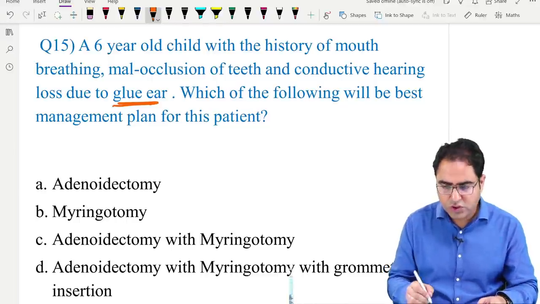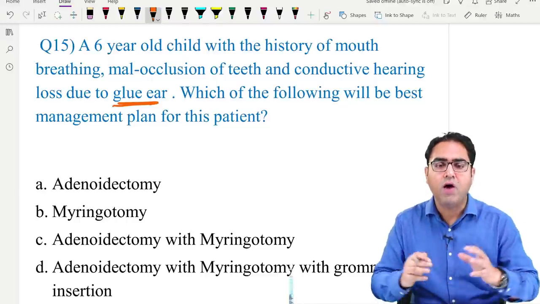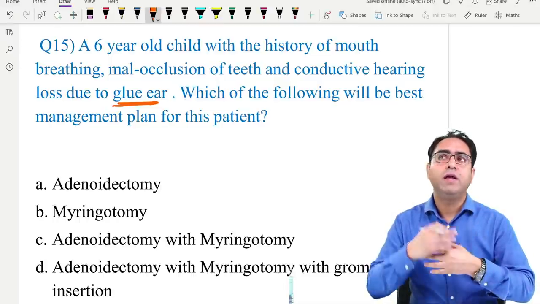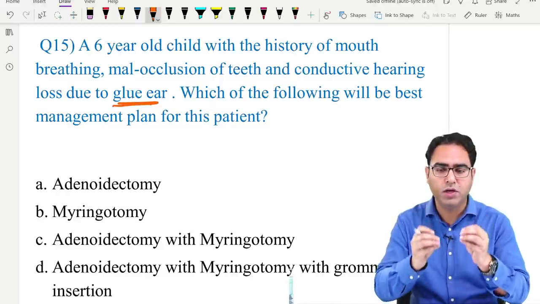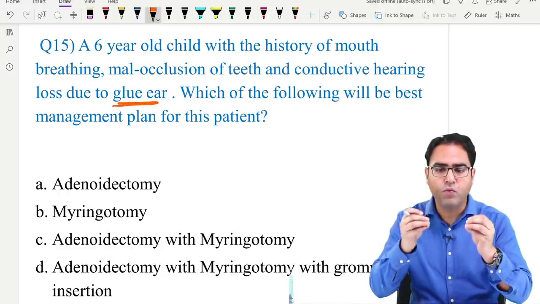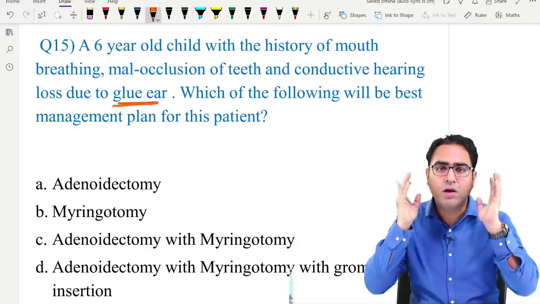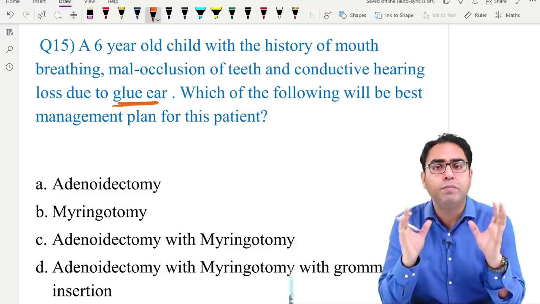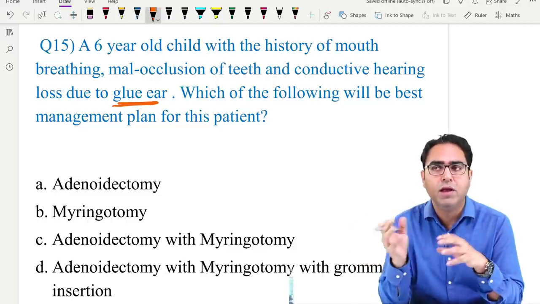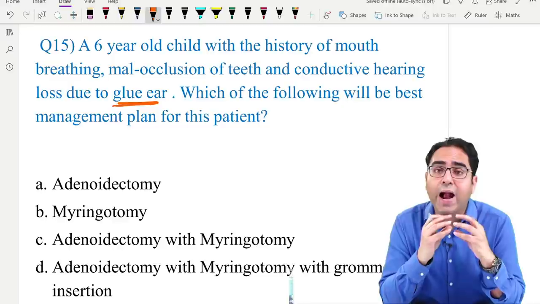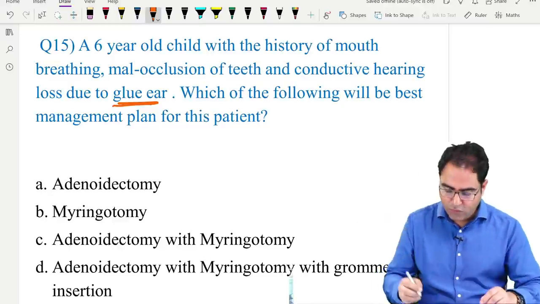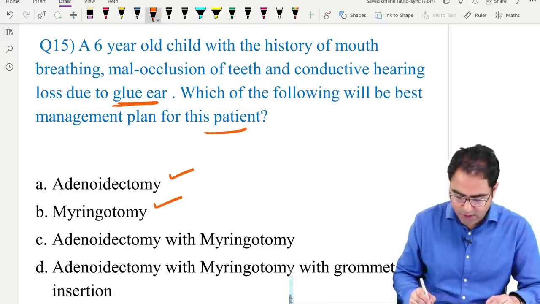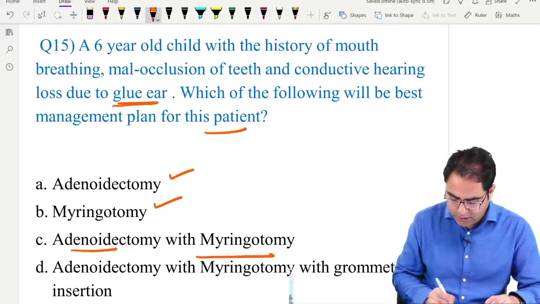So anytime you see a question of a mouth breathing child, beta, the child is having mouth breathing and hearing loss, it's 100% a question of adenoid hypertrophy with glue ear, beta. I repeat, anytime you see this question of a mouth breathing child with hearing loss, please make a straightforward diagnosis of adenoid hypertrophy with glue ear, beta. And what is the best treatment for this patient? Will you do adenoidectomy, myringotomy, adenoidectomy with myringotomy, or the D choice, beta?